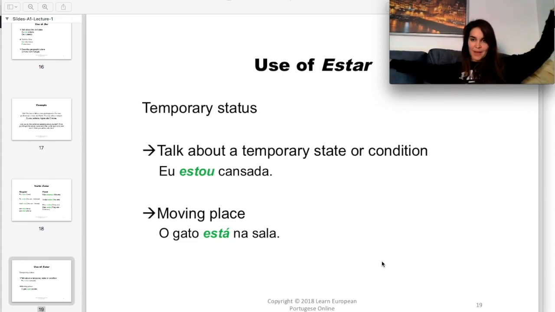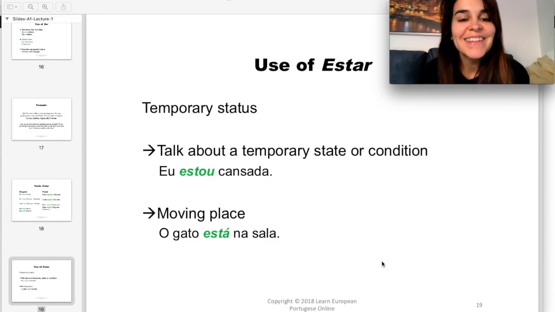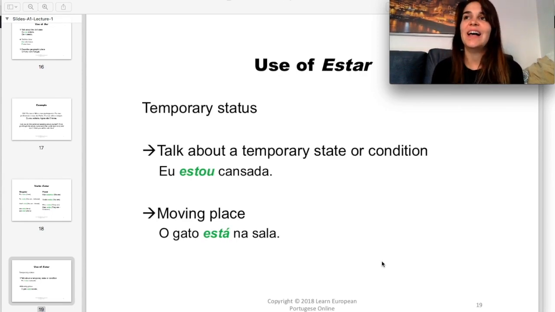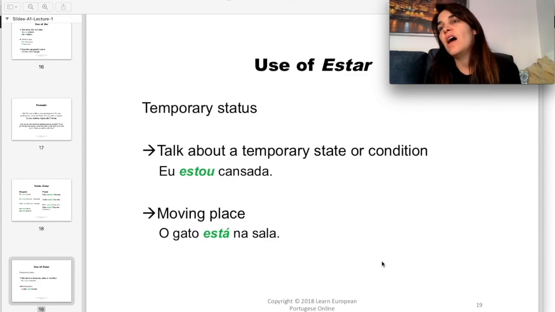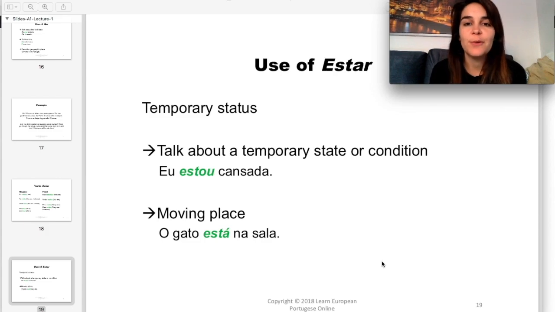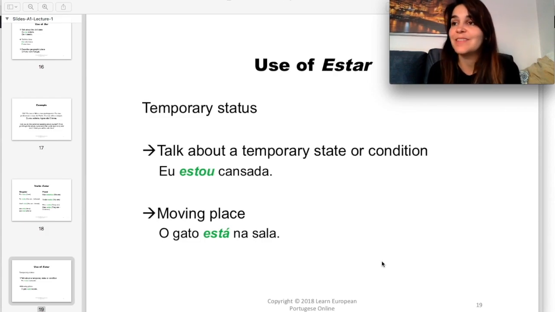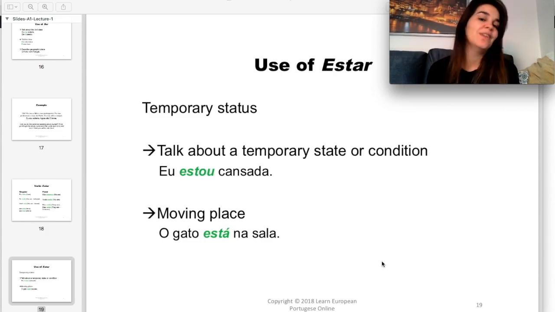I'm here on my new sofa, so I'm not that tired. But anyways, if you want to say I'm tired or I'm happy or I am whatever you want. I can't think of anything that's funny. I am cold, for example, or whatever. Then you use eu estou, okay? In this case, eu estou cansada.